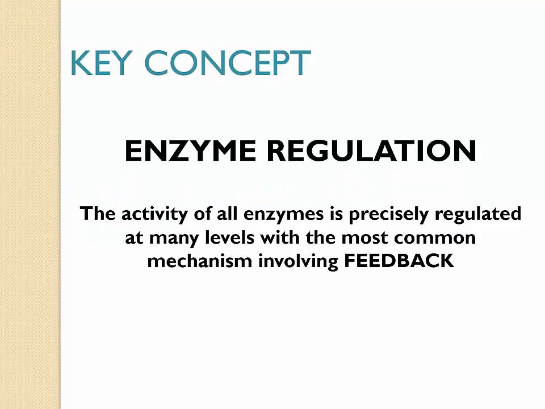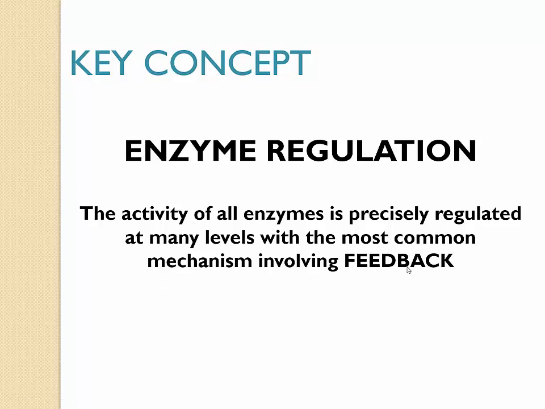They can't act at full speed at all times because many reactions in the metabolic systems are actually contrary to each other. Just think of glycolysis, the breaking down of glucose, and gluconeogenesis, the creation of glucose, both of which occur in the same subcellular compartment. We do not want those reactions occurring at exactly the same time at the same amount. So what we have instead is regulation. All enzymes are precisely regulated at many levels, with the most common mechanism being some sort of feedback.